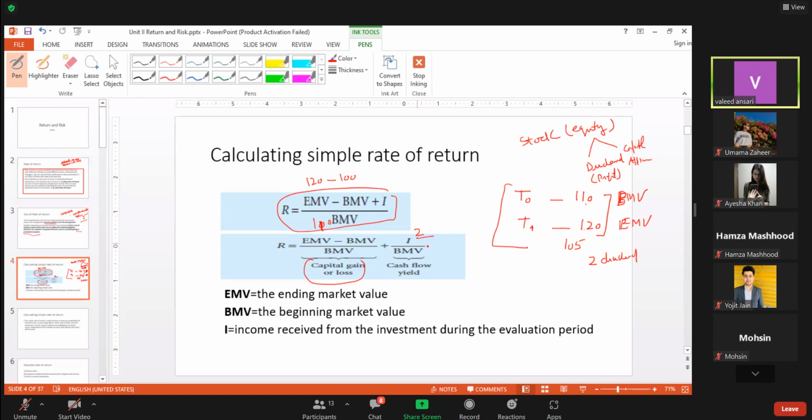So naturally the beginning market price will also be added here. 2 divided by 100 will provide the return which has been generated because of the distribution of dividend. So in this way, we can calculate the return of any stock. Now the period will have to be decided, whether you want to have a daily return, weekly return, monthly return, yearly return, or whatever. So at 2 periods of time, in this way we can arrive at it.